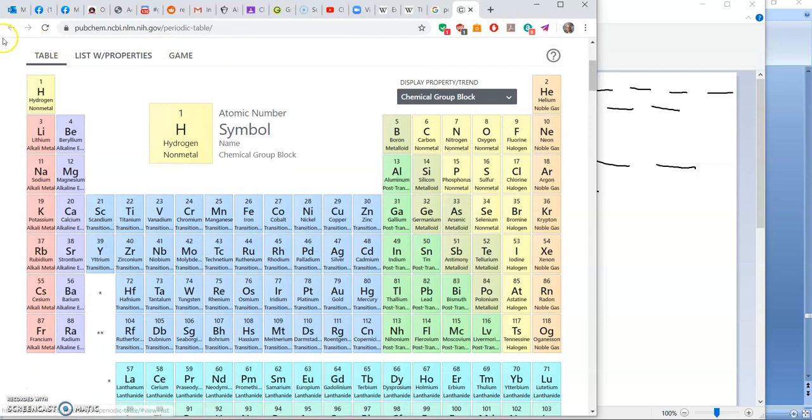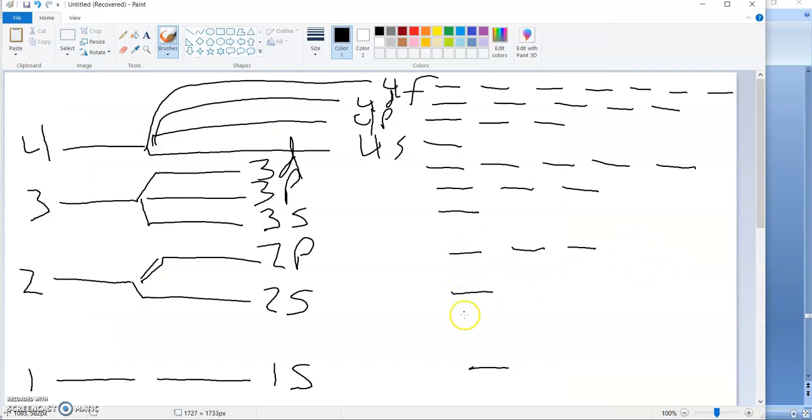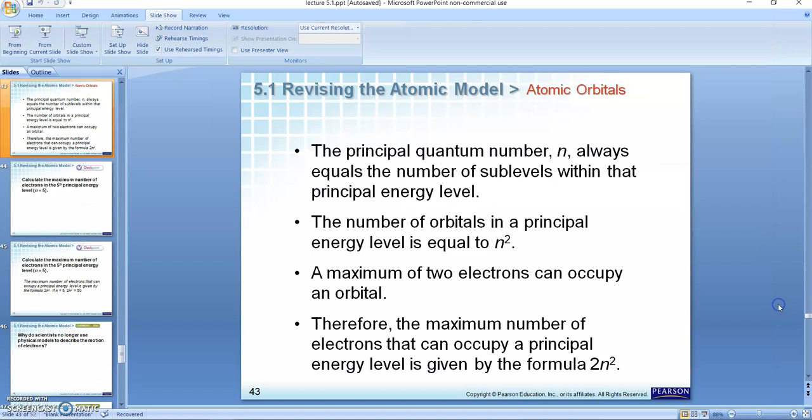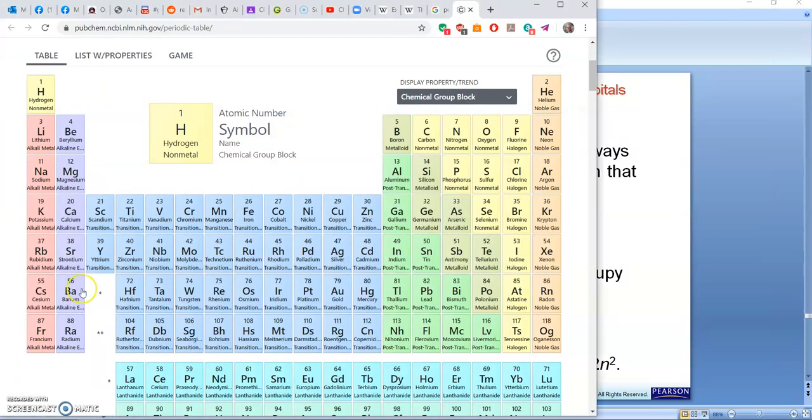Notice now, let's look at it this way. If you go across the first row, there's two elements that can fit in there. Why? Because level 1 holds 2 electrons. You go across the next row, 1, 2, 3, 4, 5, 6, 7, 8 elements in there. Why? Because level 2 holds 8 electrons. Level 3 holds 18. So now, if I go here and count across, you have 18 that fit in there.